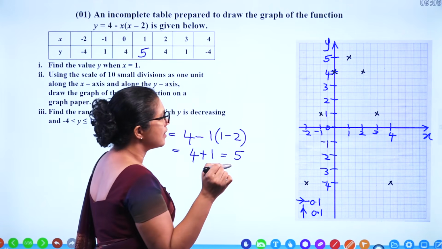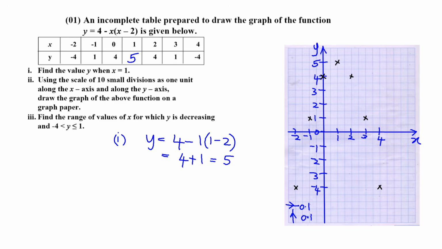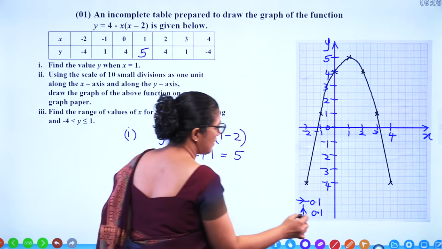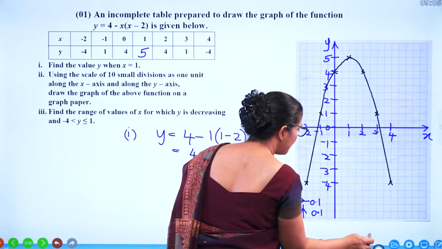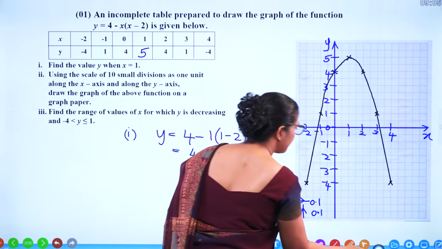Now you can connect the points smoothly. So here to here and here to here. Then I can use the ruler only for these 2 points. If you are shaky, you are not getting the correct line. So make sure that you draw it here to here, from here to here. So this is the curve. Now you can answer the questions.